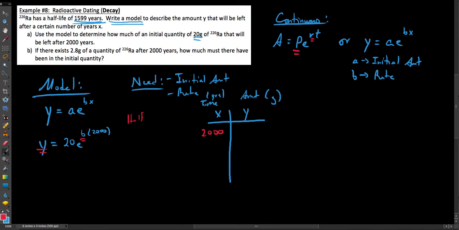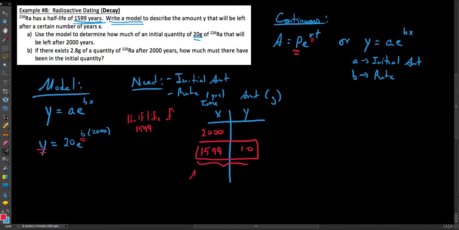We say half-life of 1,599. And so what I know is this. At exactly 1,599 years, at least in this first example here, we're going to be left with half of our initial quantity. And so what that means for us is we can actually say that there would be 10 grams left over of this initial 20 grams.